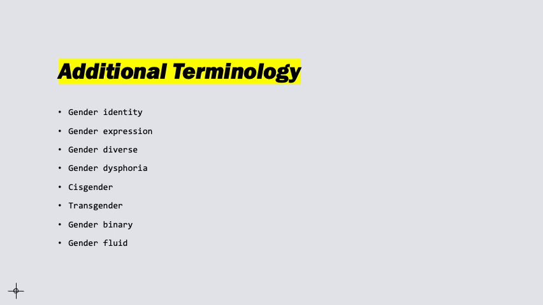Cisgender refers to a gender identity or role performance that matches society's expectations based on biological sex. For example, a woman who identifies as cisgender would have a vagina and be considered a biological female and would identify as female.